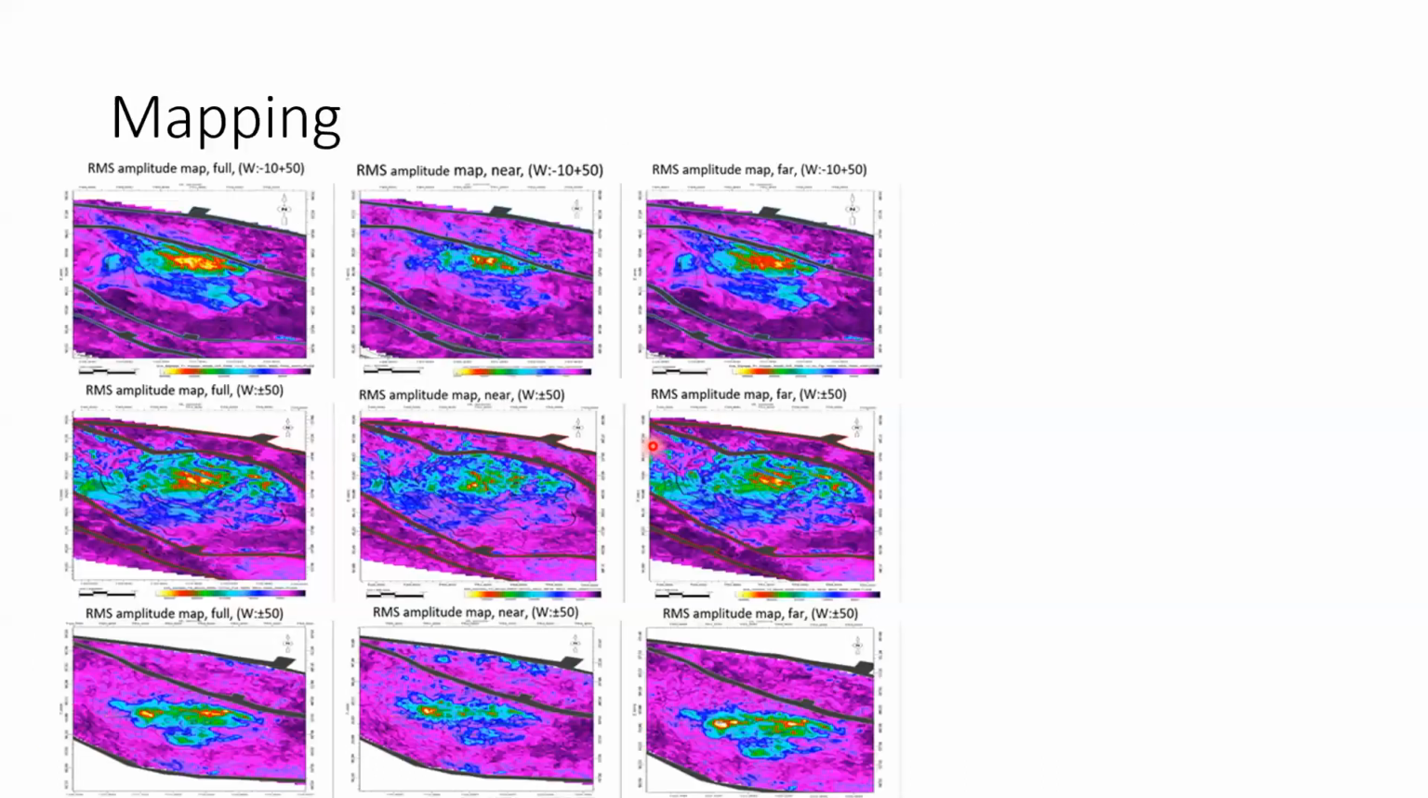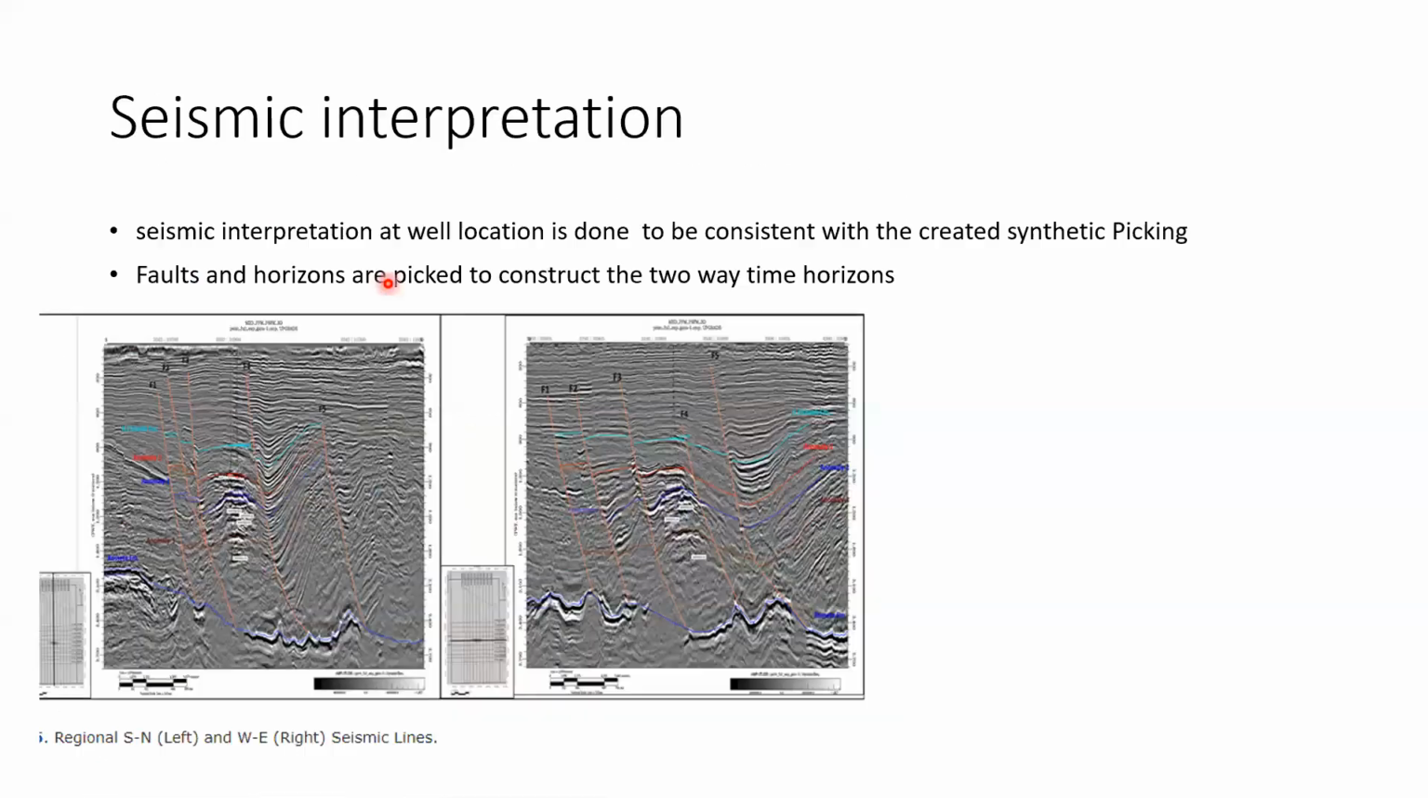And this is, for example, an amplitude map produced from the horizon. For example, here you have a horizon here and a horizon here. You can produce an amplitude map in this section. This is also to be done in the full course as an exercise.